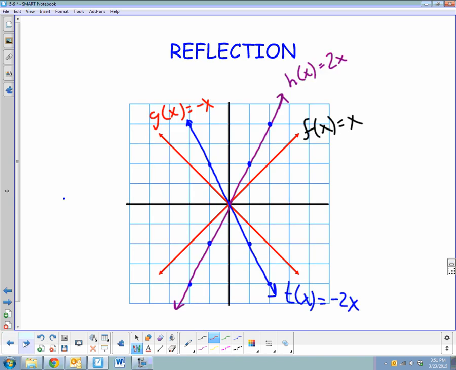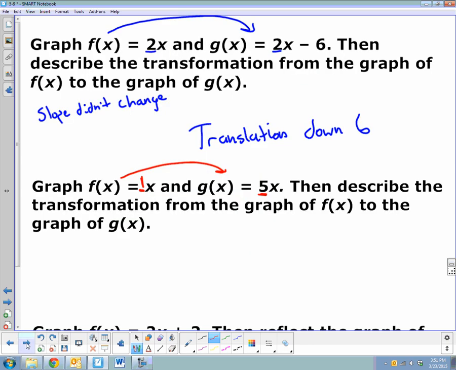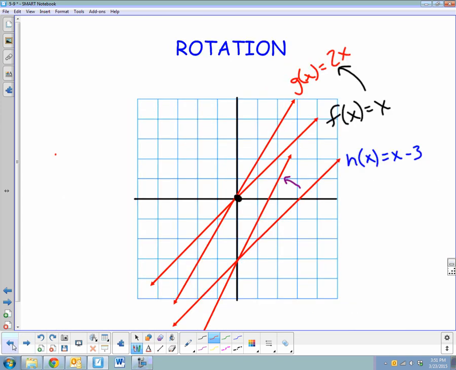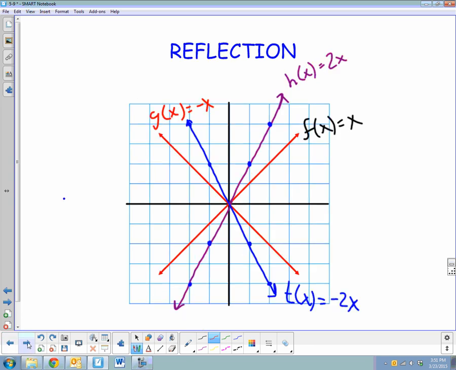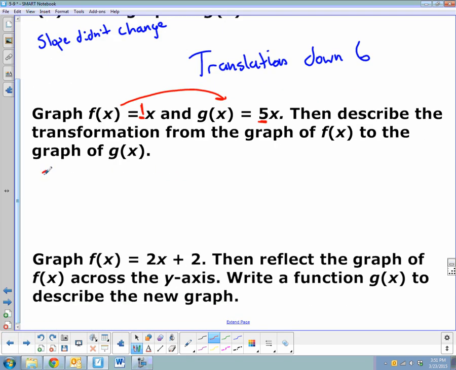A reflection, we said, reflected it across the y-axis, and we got the opposite slope, a negative slope. This one, they both are positive. It's 1x and 5x. So it's not going to be a reflection, must be a rotation. So if the slope changes and it's not the opposite, it's a rotation. So let's go with slope changed number, because the number changed, not just opposite. So if the slope changed number, then it is going to be a rotation.